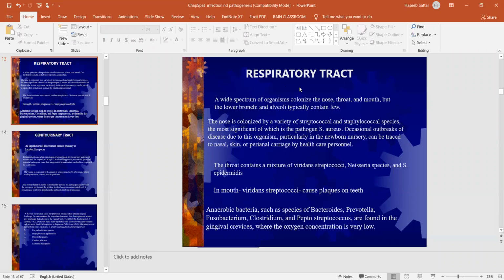So we were discussing the respiratory tract. Respiratory tract microorganisms are present in our mouth, nostrils, bronchi, and alveoli. But when we move from up to down, from nose to lungs, the bacterial population decreases and becomes lower and lower. So the alveoli and the bronchial tree have a lower number of bacteria as compared to the nose, throat, and mouth.